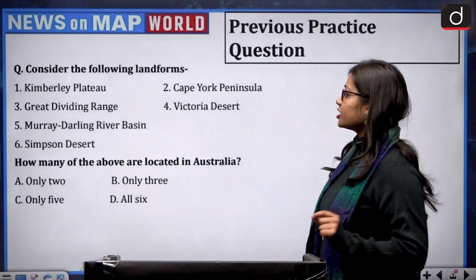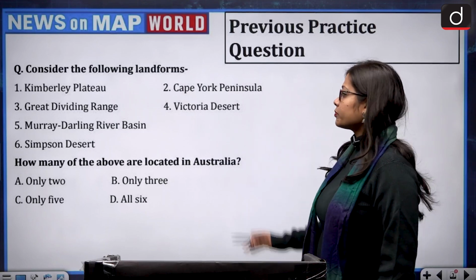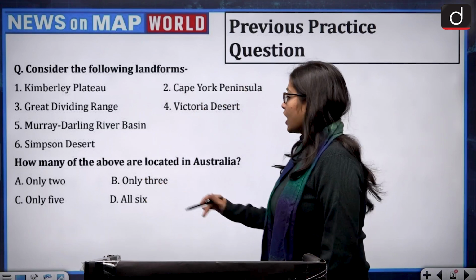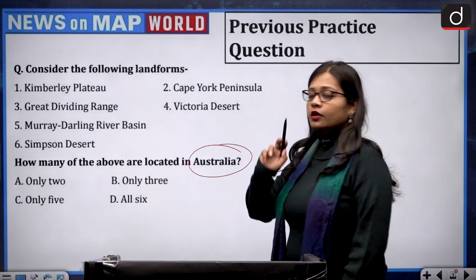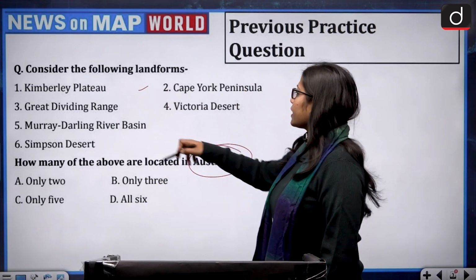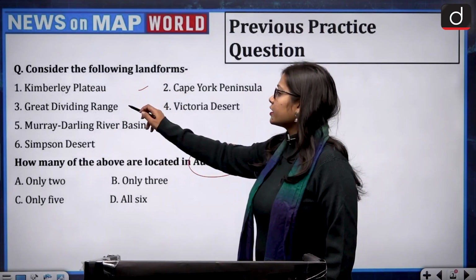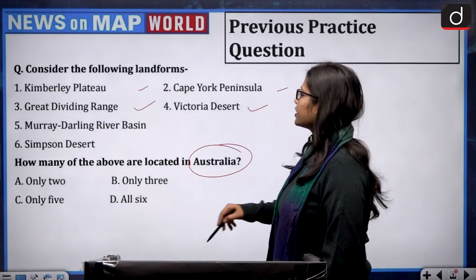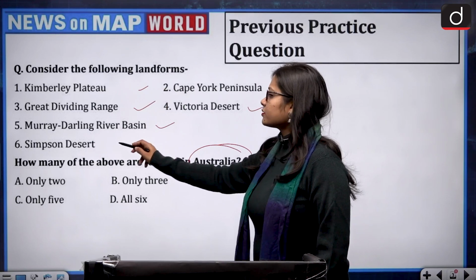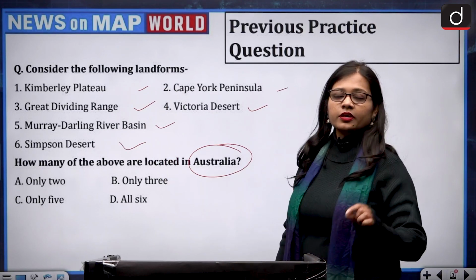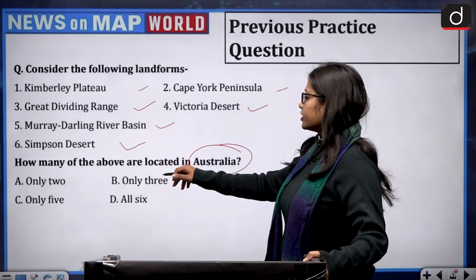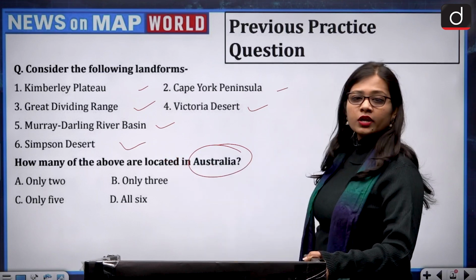So the question is, consider the following landforms. There are 6 landforms given. How many of the above are located in Australia? Kimberley Plateau, Cape York Peninsula, Great Dividing Range, Great Victoria Desert, Murray-Darling River Basin, or Simpson Desert. And the codes are only 2, only 3, only 5, or all 6.